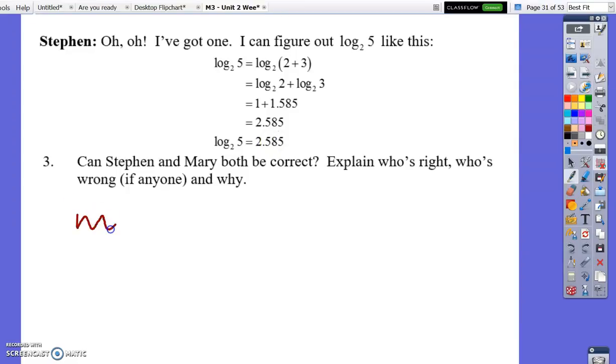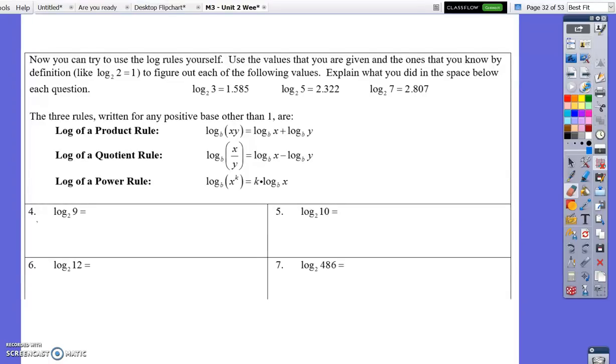Make sure you're writing stuff down. I'm not going to write your explanation for you, but Abe is the one who's right, from the previous problem with the times inside, because we know we can't distribute a log across addition. So let's see if we can try it now.